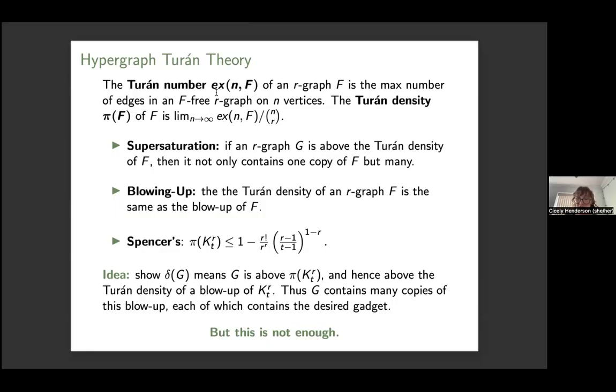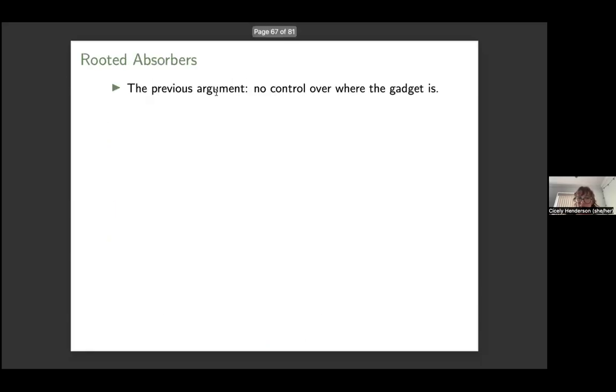Unfortunately, this is not enough. The previous argument, Turán theory, right? It's about finding subgraphs in our graph. So the previous argument gives absolutely no control over where the gadget is in the graph.